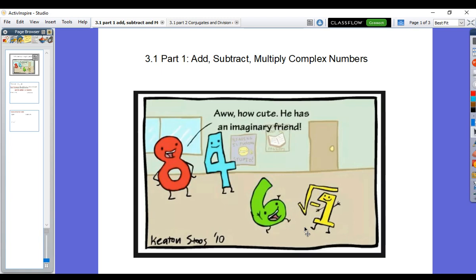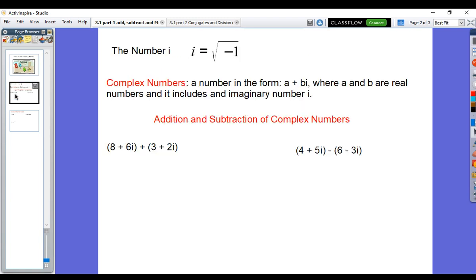So, this first section, we're splitting it into two parts. We're going to start with this first part, which is adding, subtracting, and multiplying complex numbers. Now, if you don't get this meme, let's go over it. First off, let's talk about the number i. i is what we call an imaginary number.